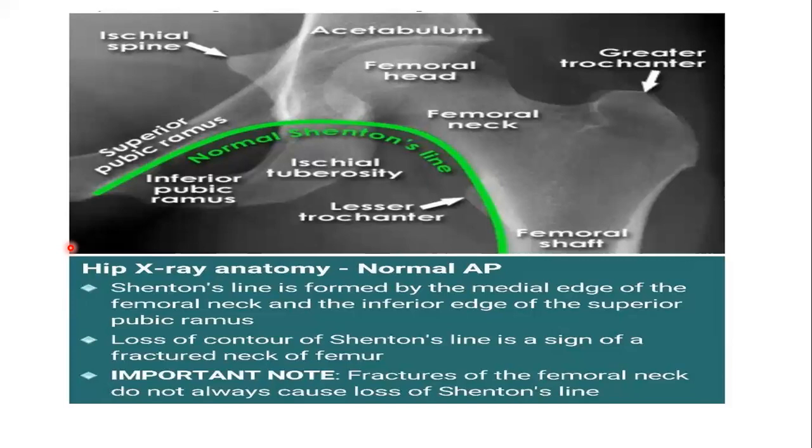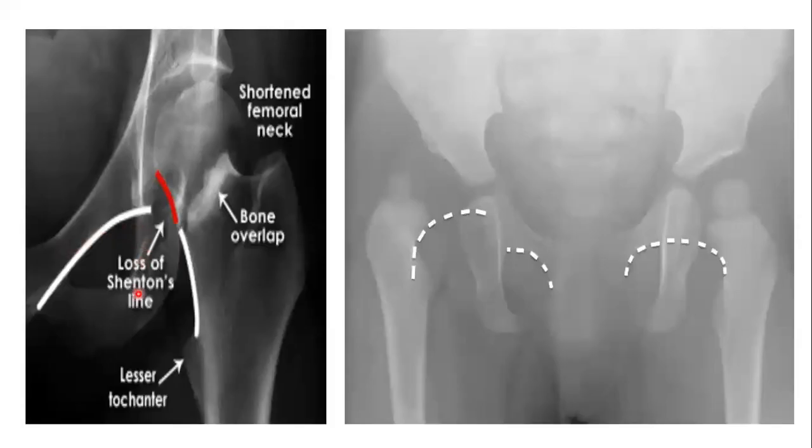Important note, fracture of the femoral neck does not always cause loss of Shenton's line. Here we have loss of Shenton's line, bone overlapping from the fracture of the neck, short femoral neck. Here also disrupted Shenton's line.